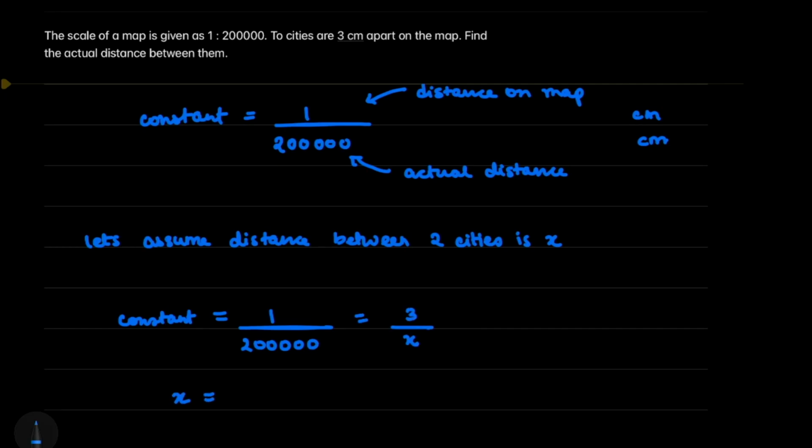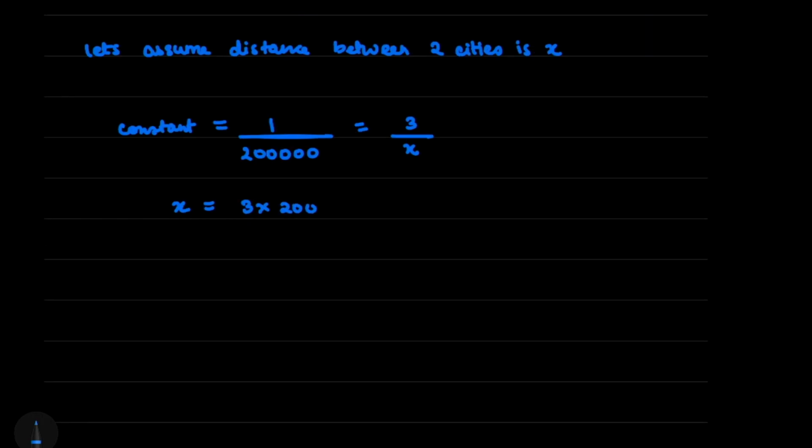We'll solve for x to get 3 into 200,000. And as I already mentioned, this is all in centimeters. So that is 600,000 centimeters. Now we need to convert this centimeter into kilometer. So as we know, 1 centimeter is equal to 1 by 1000 into 100. This is to convert into meters and this is to convert into kilometers.